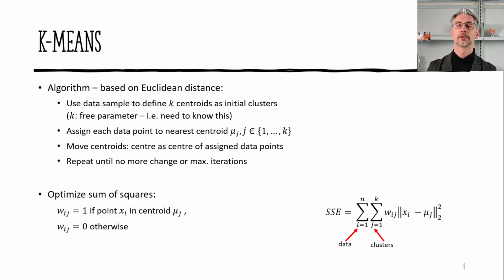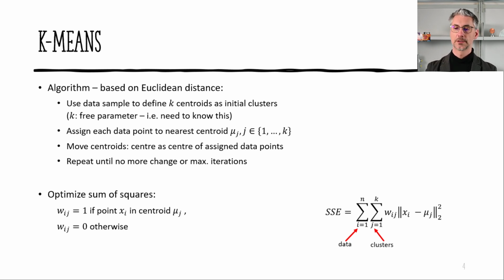Let's look at a few clustering algorithms. The simplest one is k-means. It's an algorithm that is based on the Euclidean distance, and we use the data sample to define k centroids as initial clusters. Here the k is a free parameter, it's the number of clusters, and we need to know this. If we don't know it, we need to either guess or optimize it. It's called a hyperparameter, and it's a free parameter of our model.